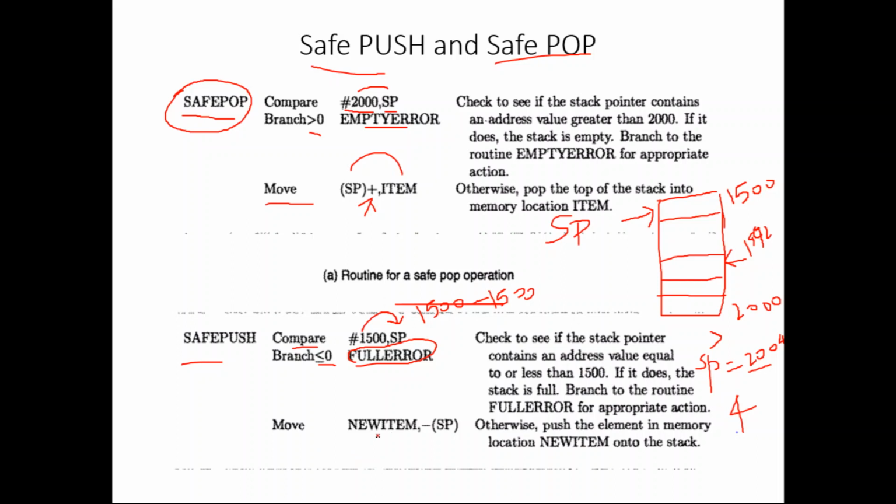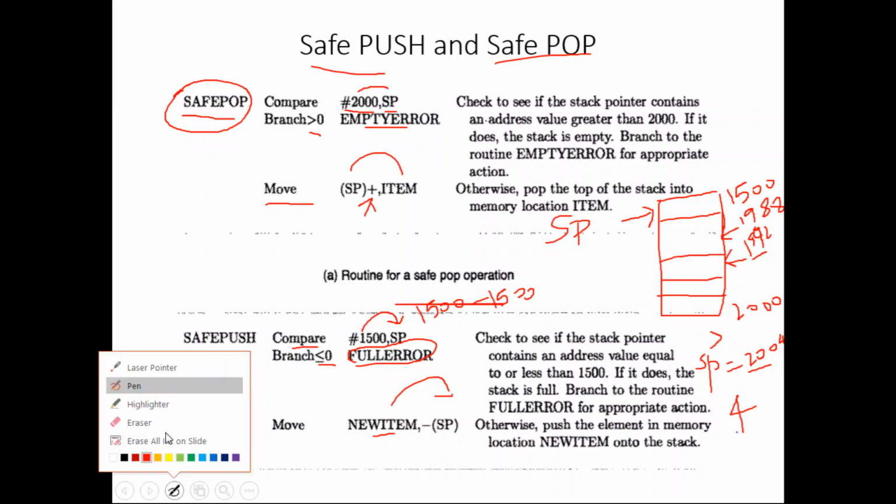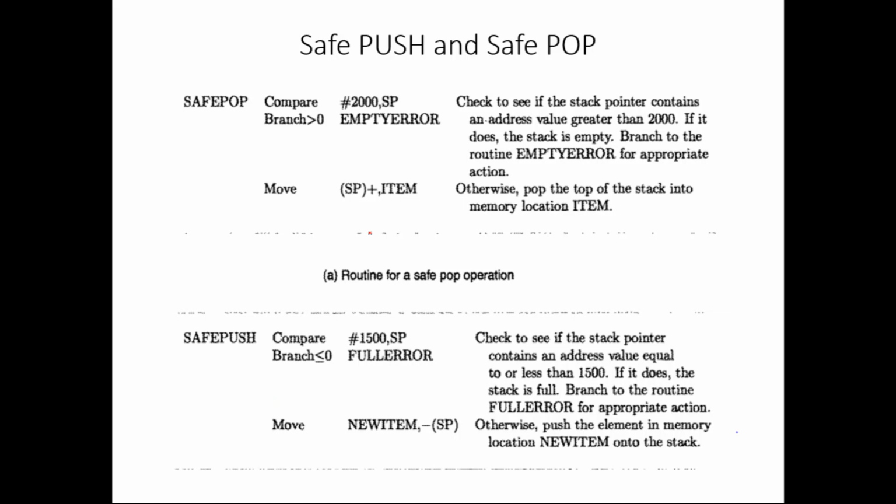If this condition is not satisfied, then you can push. First decrement the SP. Assume if SP is 1992, then you decrement and it becomes 1988, and then to the location 1988 you move the new item. So this is how we perform safe push and safe pop. Before pushing we check whether the stack is full, and before popping we check whether the stack is empty.